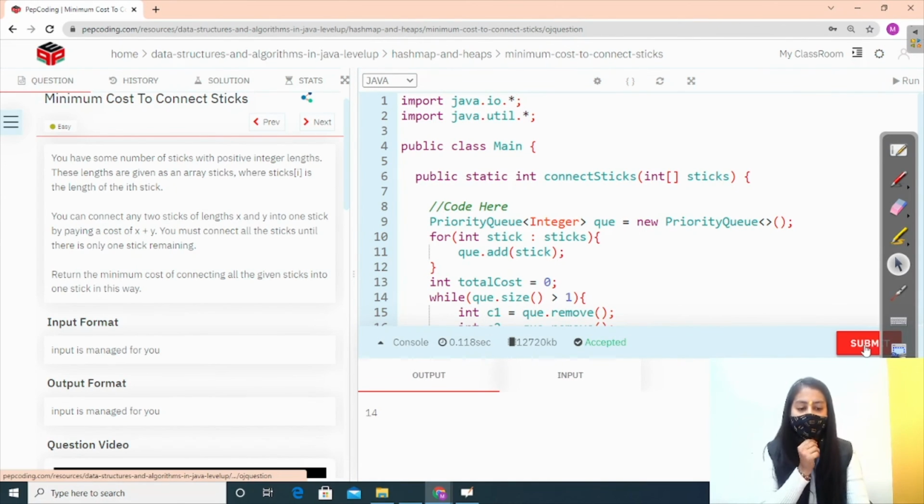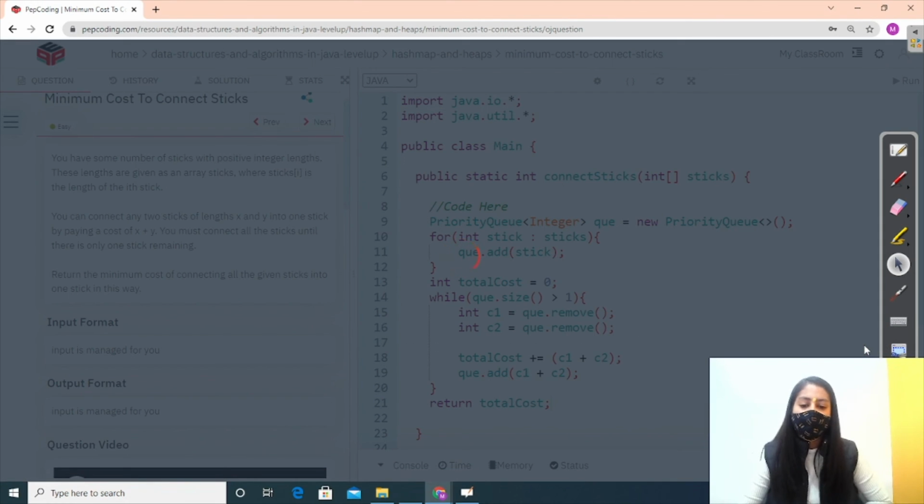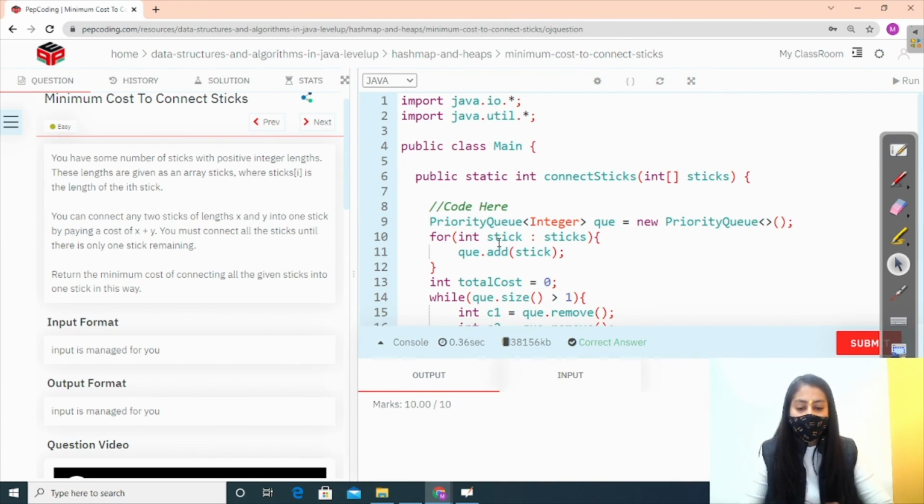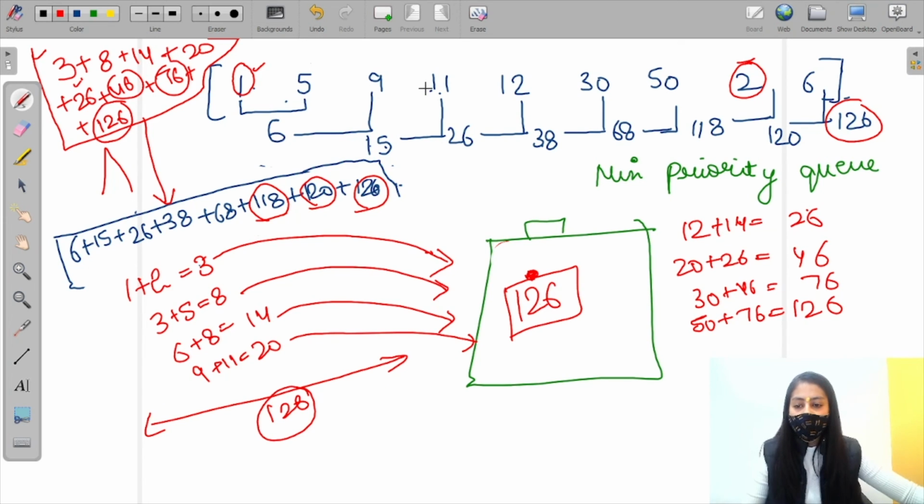So our code got accepted. Let's try to submit it. So our code is passing all the test cases, right? So what we are doing is taking the minimum two lengths, combining them and adding the cost to our total cost. Again we are adding the combined stick back to our priority queue. Again we are taking the minimum two lengths and adding the cost. In this way we are getting the minimum cost.